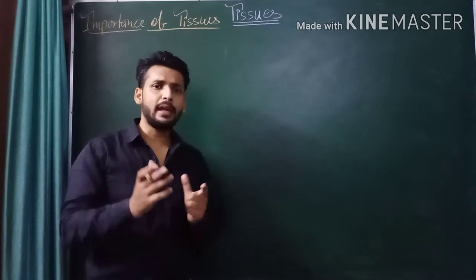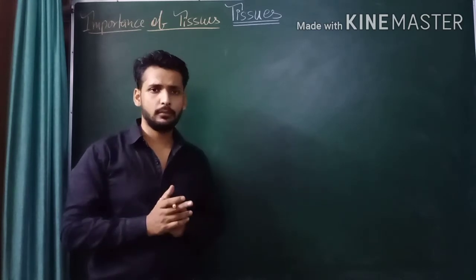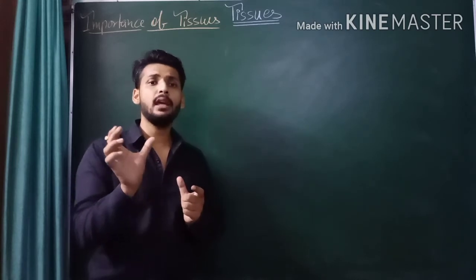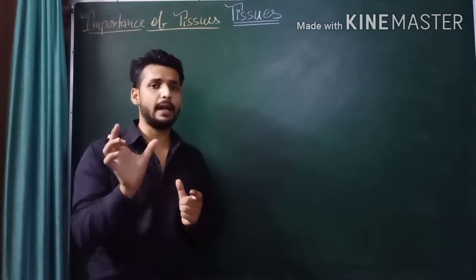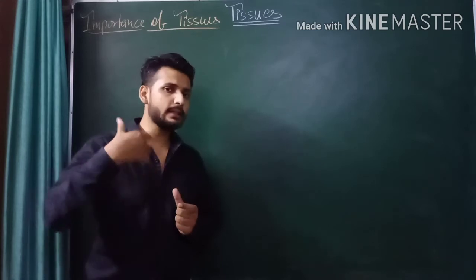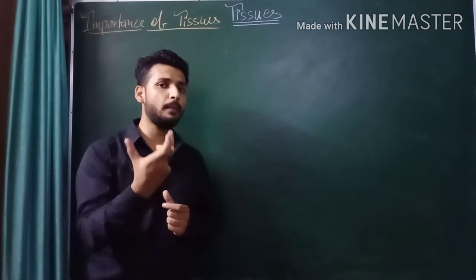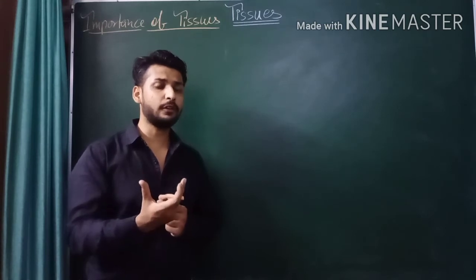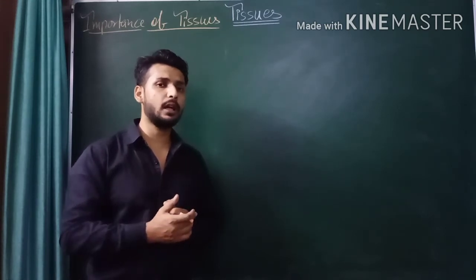What happens when this combination is formed? The cells are organized and form tissue. Now what is the function of tissue? To perform a particular function. It performs particular functions in a multicellular organism.